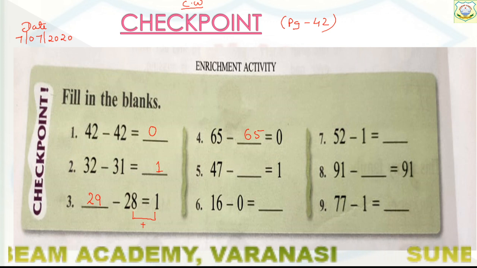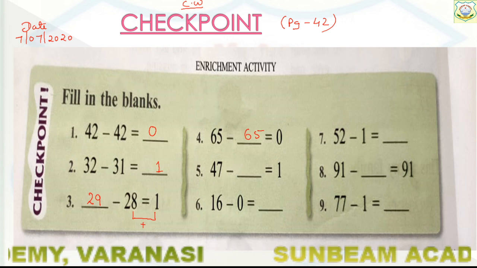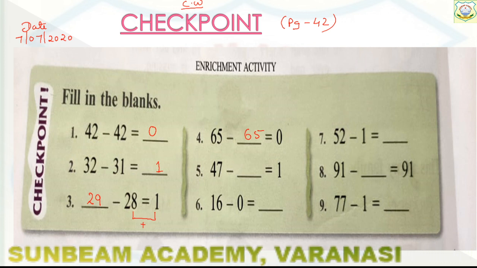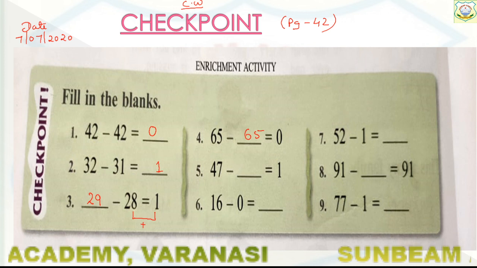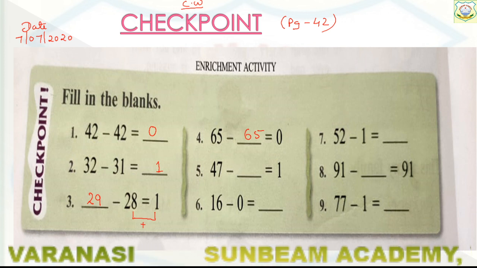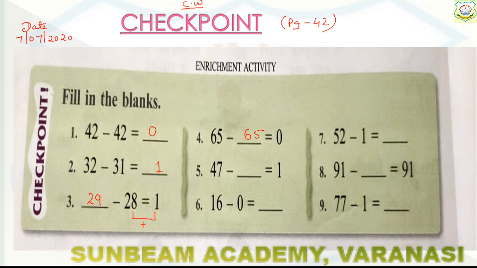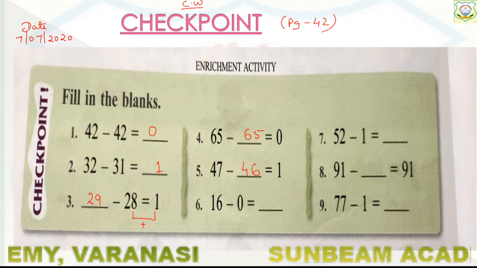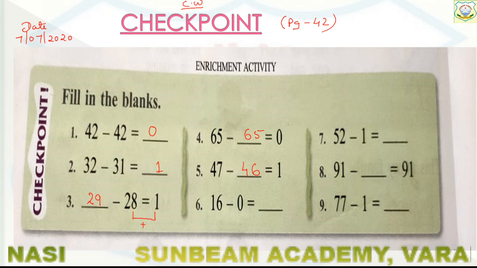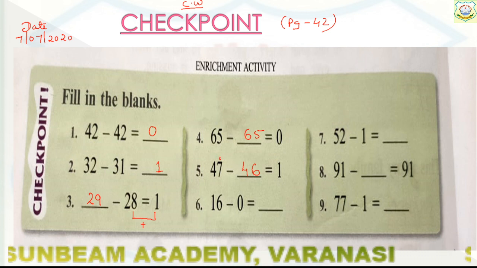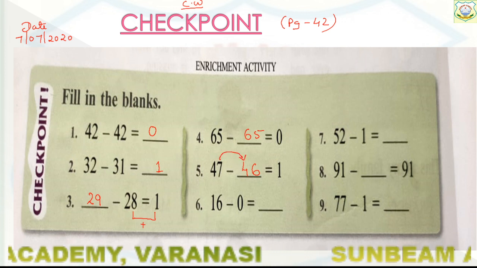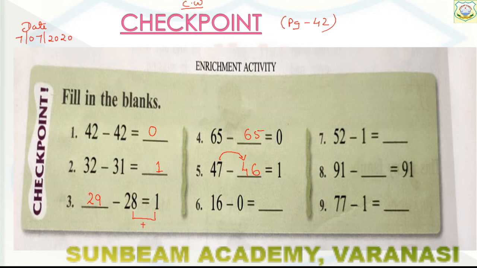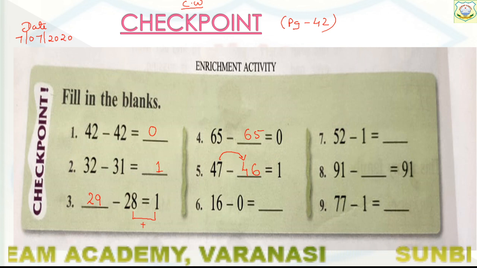Okay, next. 47 minus dash equals to 1. So what we have to write here? 47 minus dash equals to 1. Here we have to minus something so that we can get 1 here. So what we have to do? We will write here 47 minus 46. So 7 minus 6 is 1. Okay? Got it? We have to write here the predecessor number of this. We have written the predecessor number of 47 here so that we can know the answer. Done?